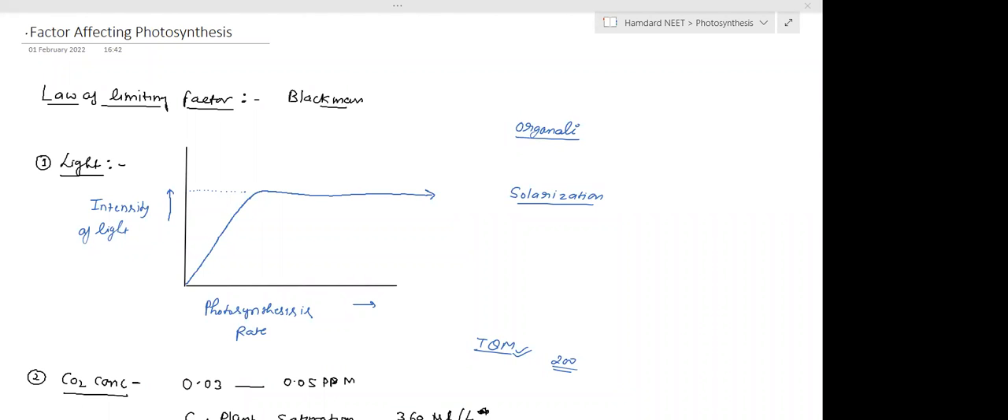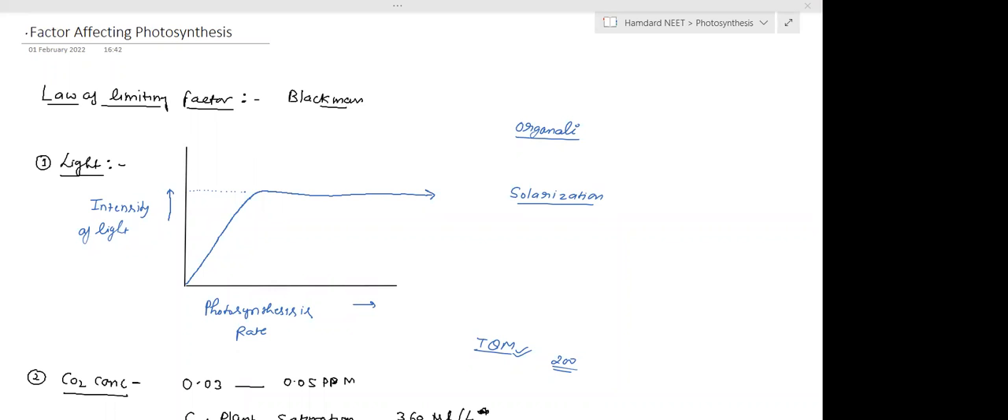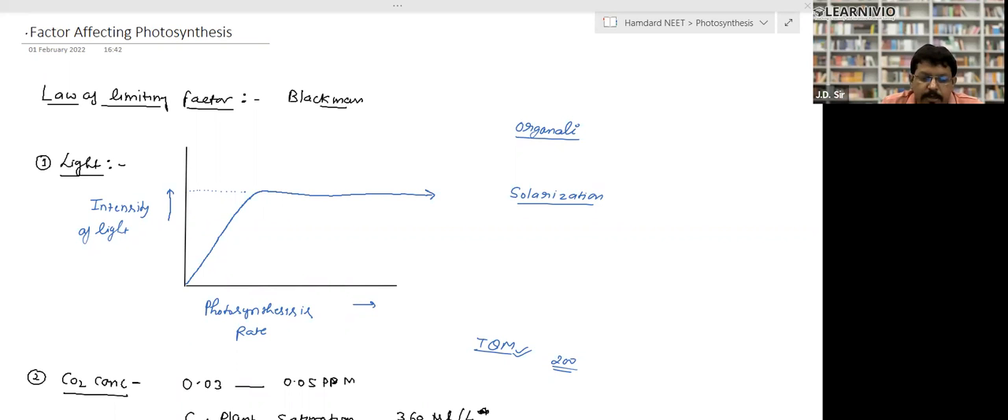There's this absorption and action spectra in the same part. I told you that the absorption spectrum lies between 400 nanometer and 700 nanometer. You remember photosynthetically active radiation (PAR), right? So that is the absorption spectrum from 400 nanometer to 700 nanometer, and the graph reflects the same.